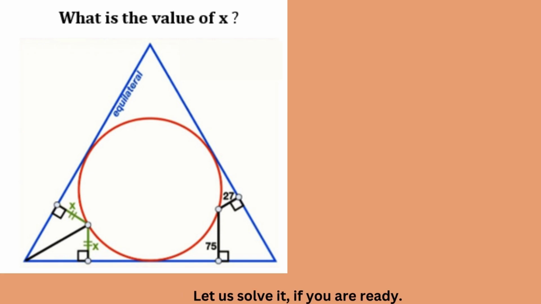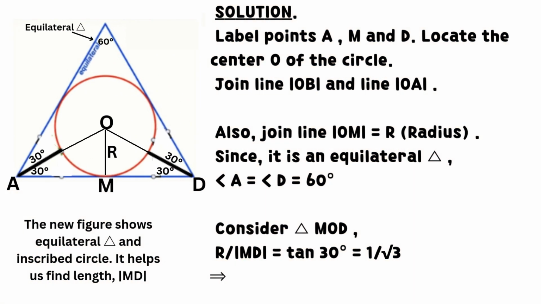What is the value of x? Solution. Label points A, M and D, locate the center O of the circle. Join line OB and line OA. Also, join line OM equals R, the radius of the circle.